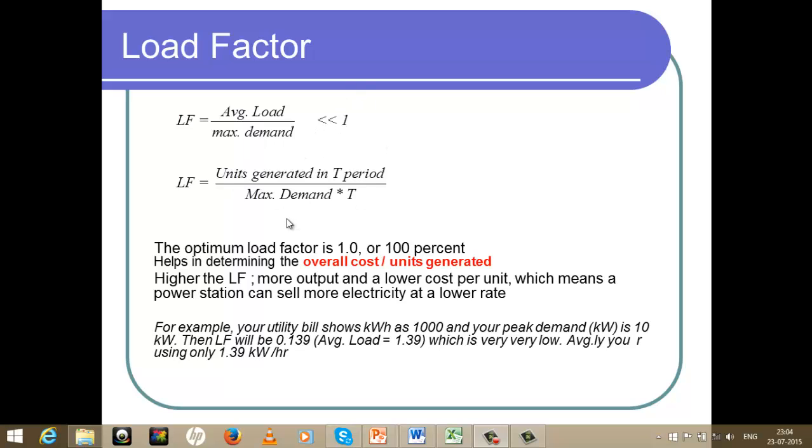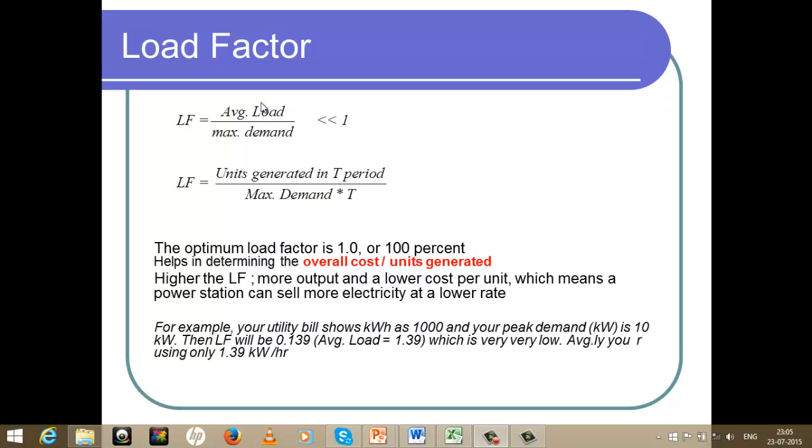In terms of energy, if we want to say, it is the total amount of energy generated on a particular day upon the maximum demand into the particular day, that means 24 hours. For example, to understand the load factor, we can consider a generating station. It has a capacity of 100 megawatt, and it's not necessary that the generator always has to generate 100 megawatt, because the generator has to generate power depending upon the energy requirement at the load center.